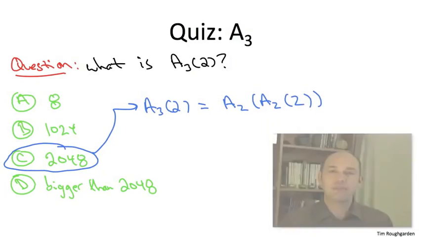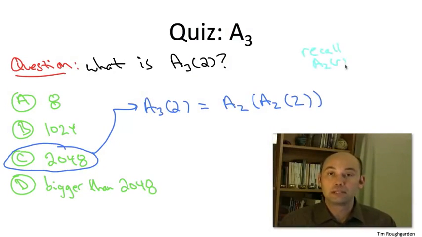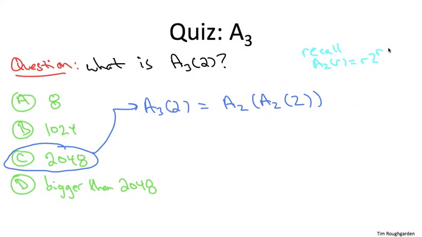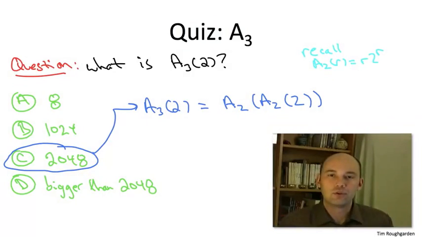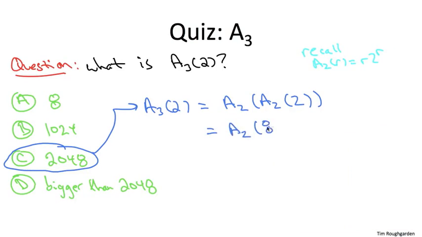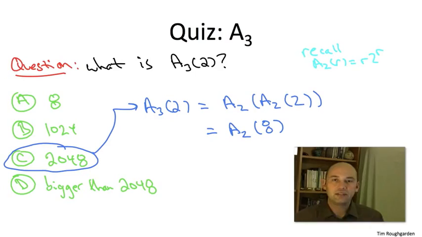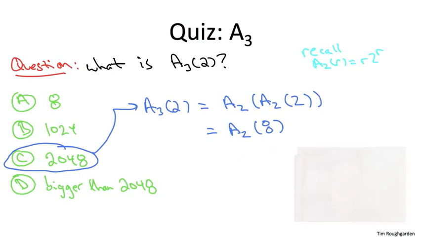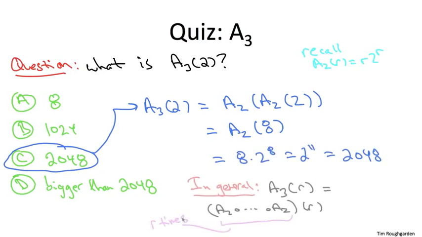Now, in the last quiz, we evaluated not only A2 of 2, but A2 of all integers r. We discovered it was r times 2 to the r. So that means it's a simple matter to evaluate this application of A2 twice. First, A2 of 2, that's just 2 times 2 to the 2, also known as 8. And then A2 of 8 is going to be 8 times 2 to the 8, also known as 2 to the 11 or 2048.